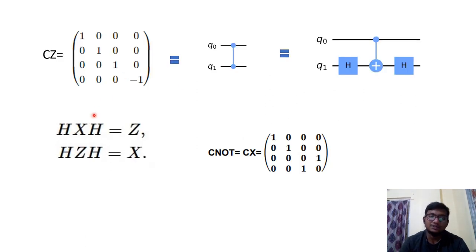Another is the control Z. So what does control Z do? Control Z changes the 1 1 state to the minus 1 1 state.